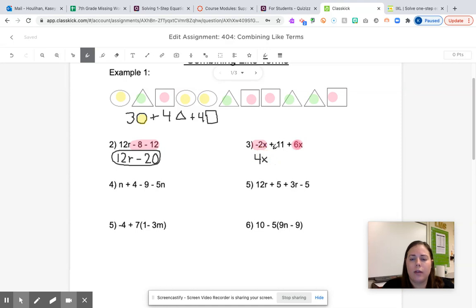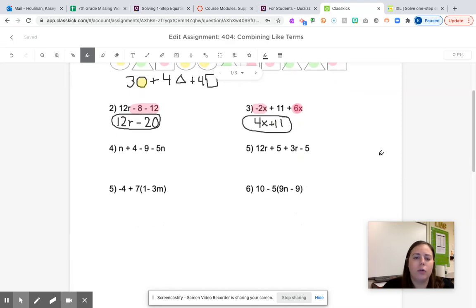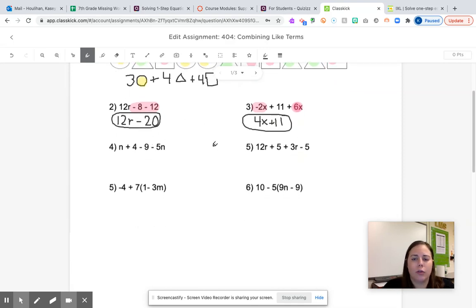I didn't do anything with my 11. I can't do anything with my 11, so I'm just going to bring it down. I'm going to write it next to it. And there is your answer. So you all are going to do the same for these two.